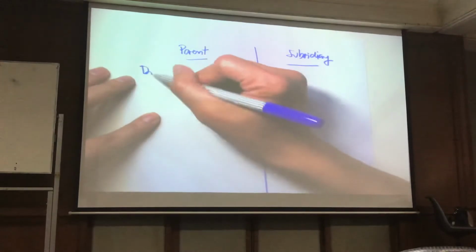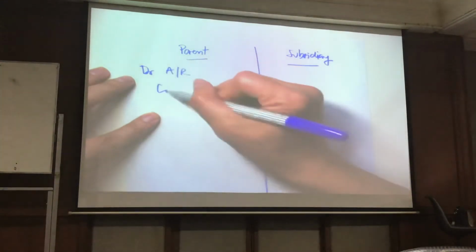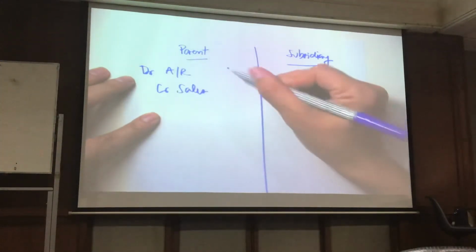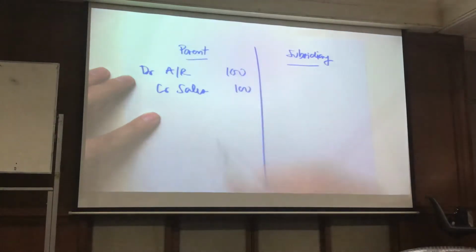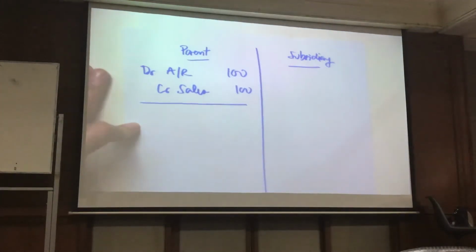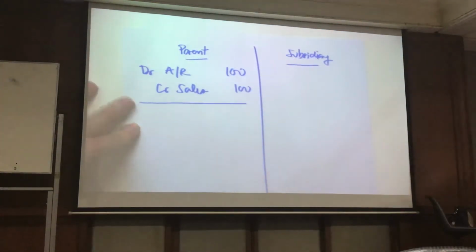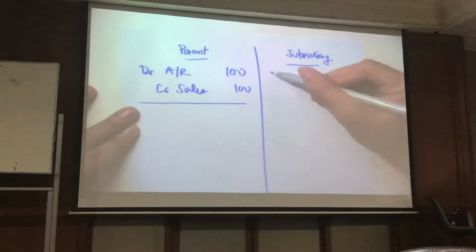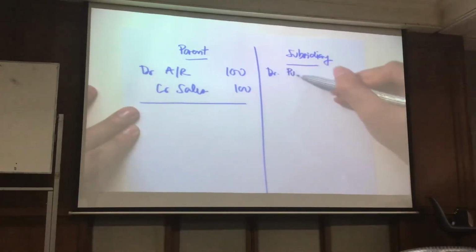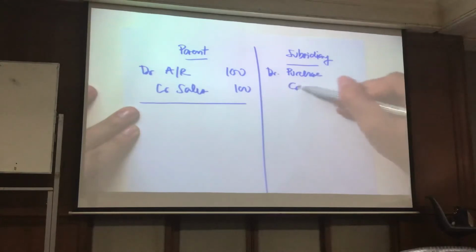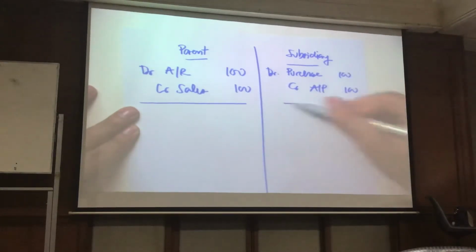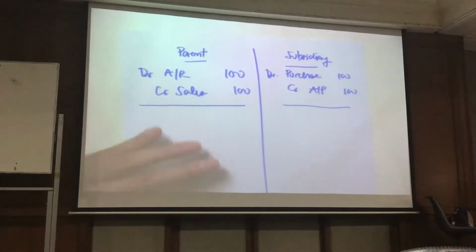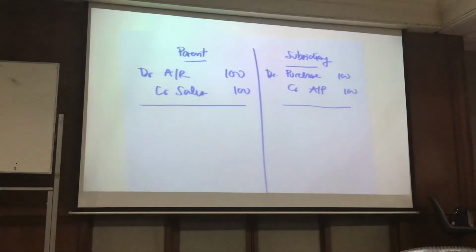When I make sales, I debit AR and credit sales, let's say 100. One subsidiary gets my product. They debit purchase and credit AP, 100. If you do consolidation, what happens?